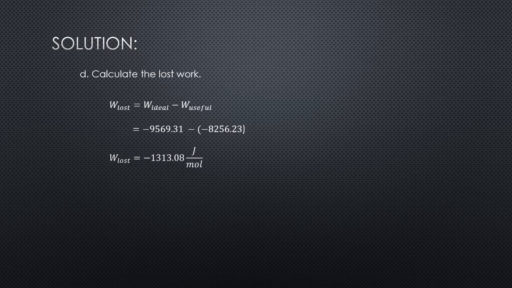To calculate for the lost work, we simply just subtract the ideal work from the useful work. So subtracting both of these values, we get negative 1,313.08 joules per mole.